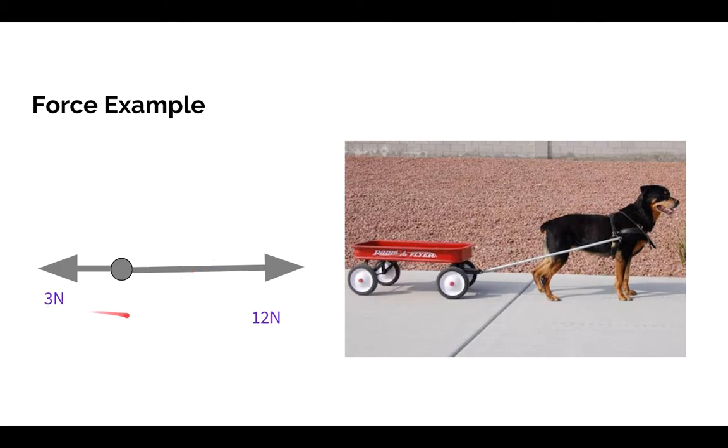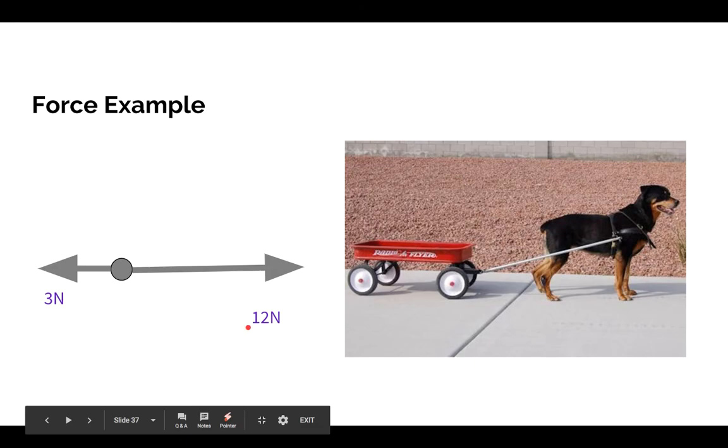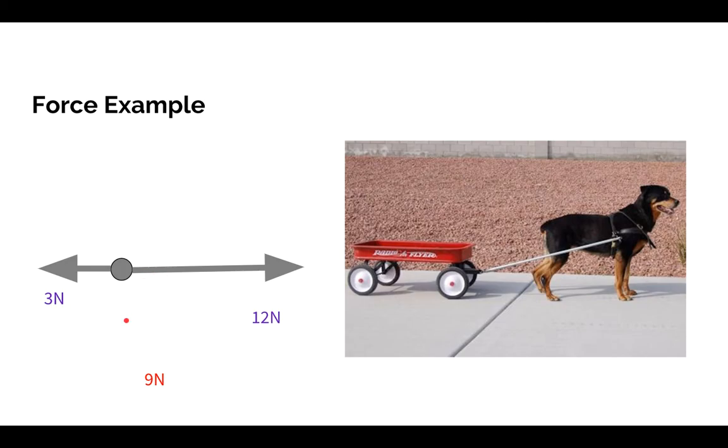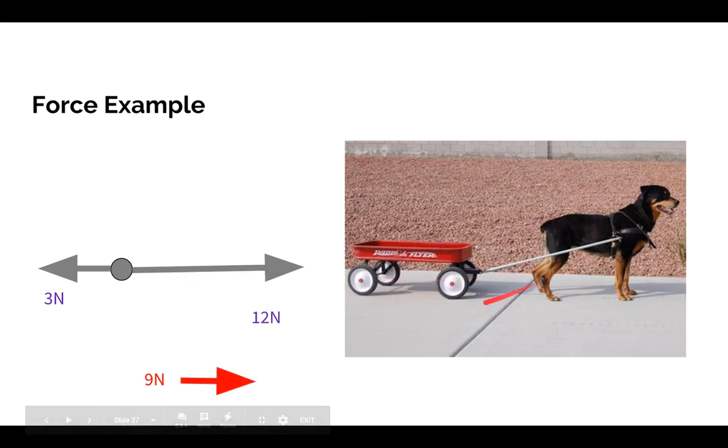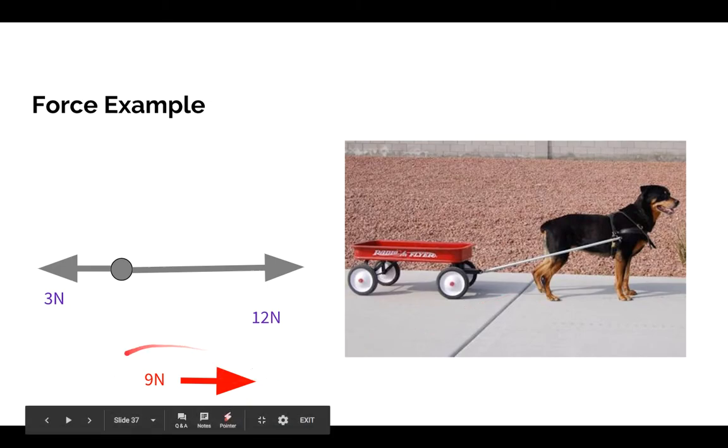Another example, so if we were to apply numbers to this example, we've got the dog pulling the wagon to the right with a force of 12 newtons, and we've got friction acting against the dog, and it's 3 newtons. So to get a final answer, since these are unbalanced forces in opposite directions, we are going to subtract. So 12 minus 3 gives us 9 newtons. But we need to know which way it is going. So because this number is bigger, it's going to be going to the right. So the dog is pulling the wagon with a force of 9 newtons to the right.